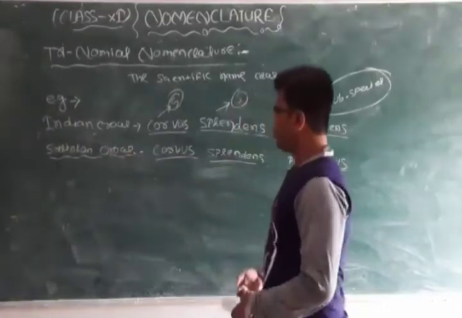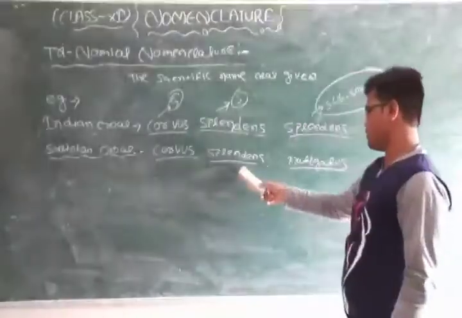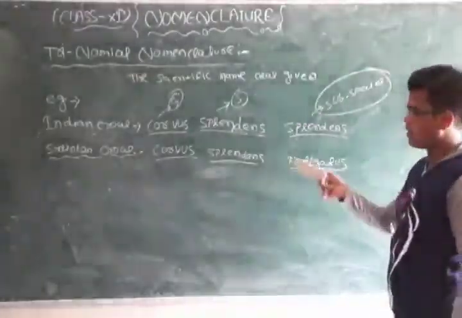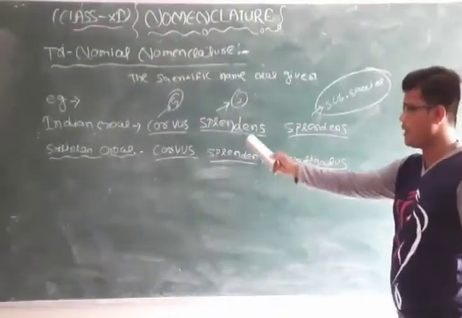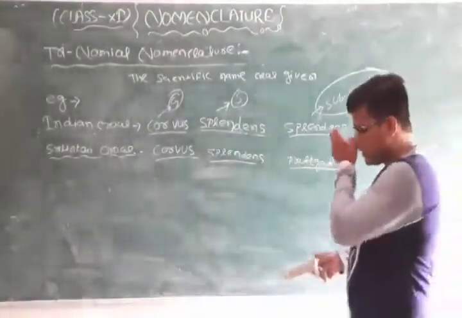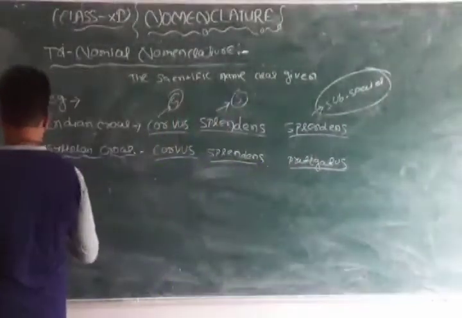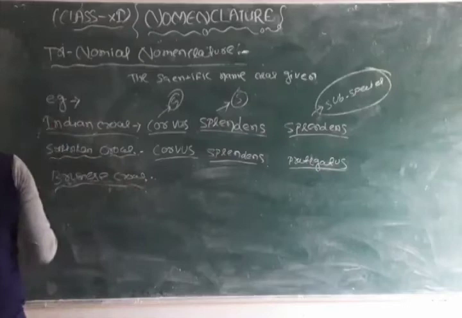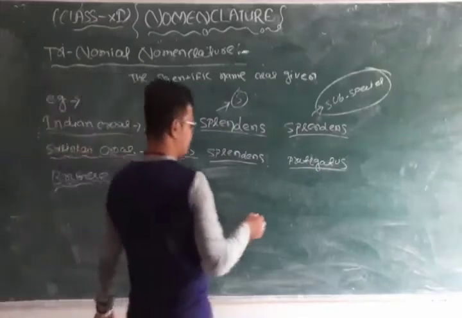The Sri Lankan crow is called Corvus splendens protiglus. The last one is the Burmese crow. The Burmese crow is called Corvus splendens insolens.